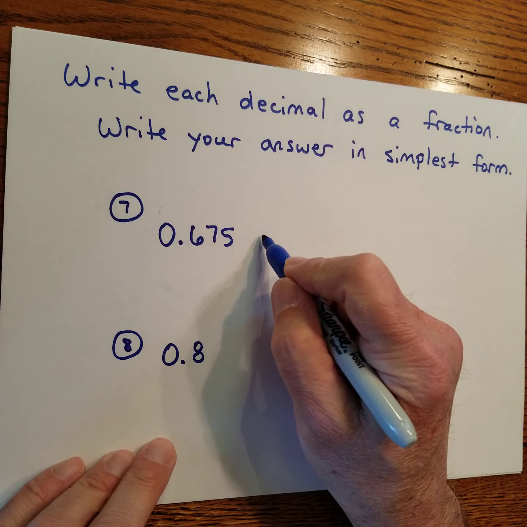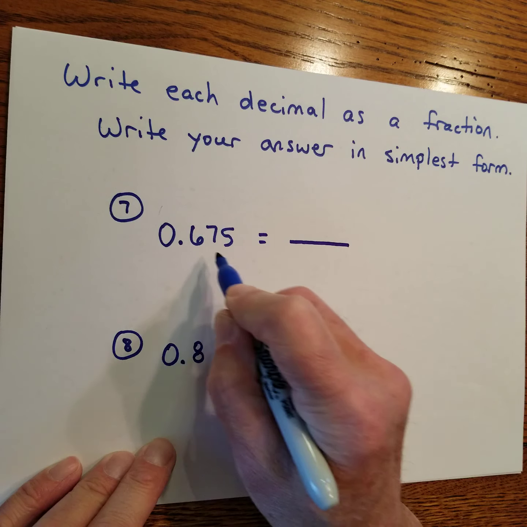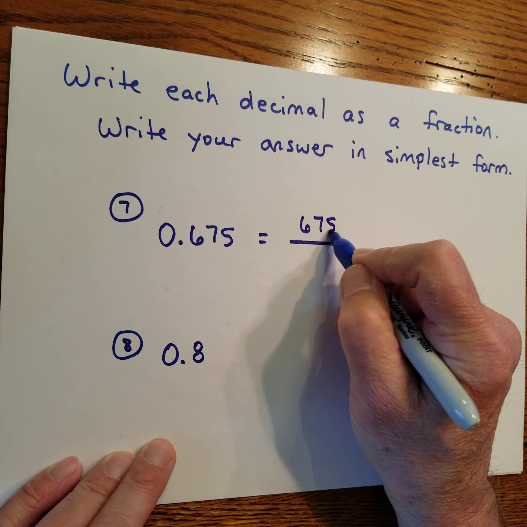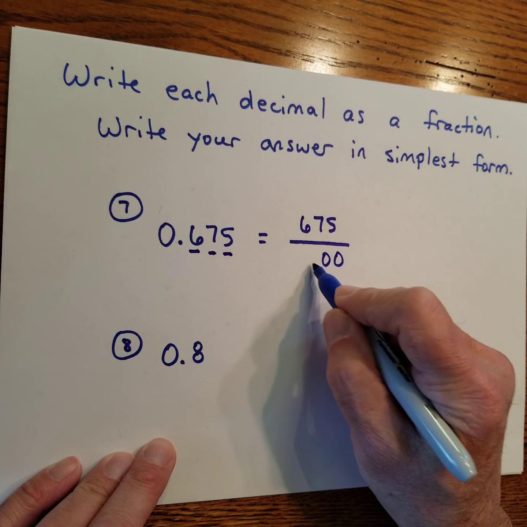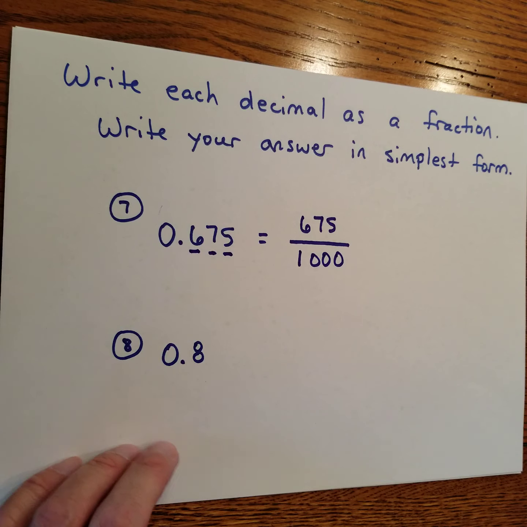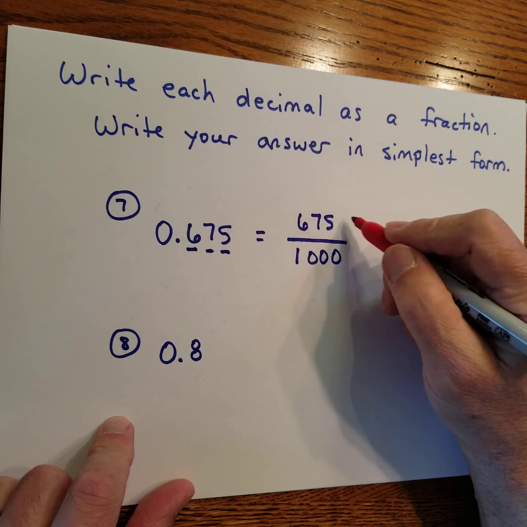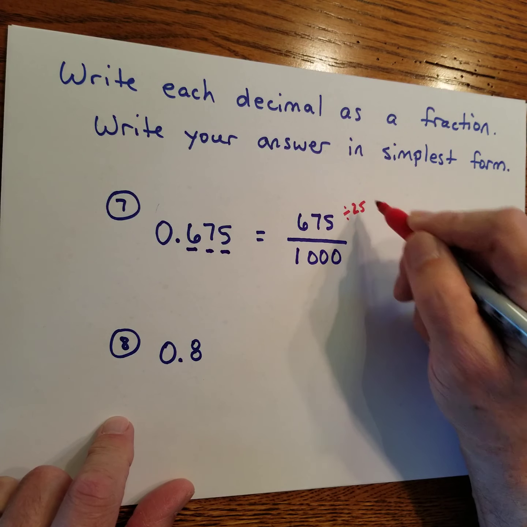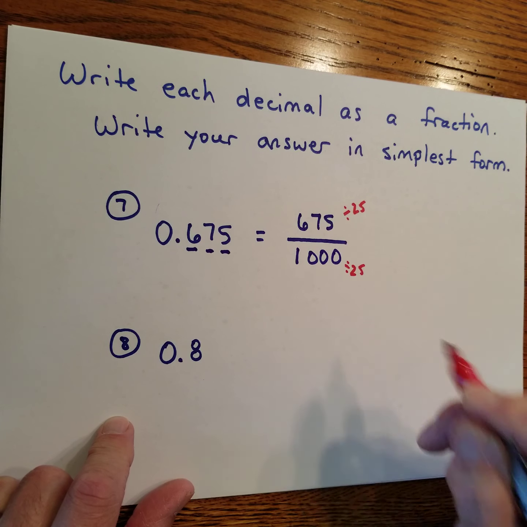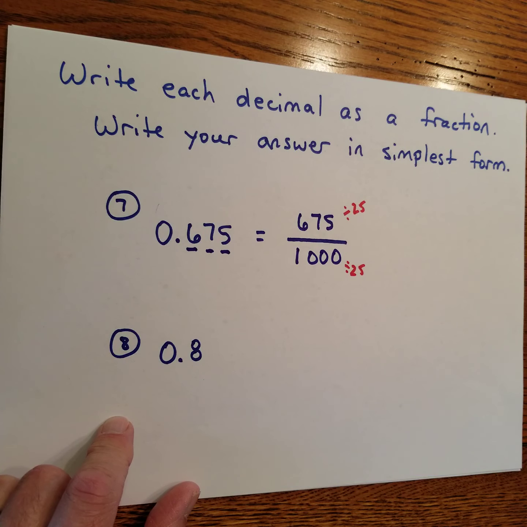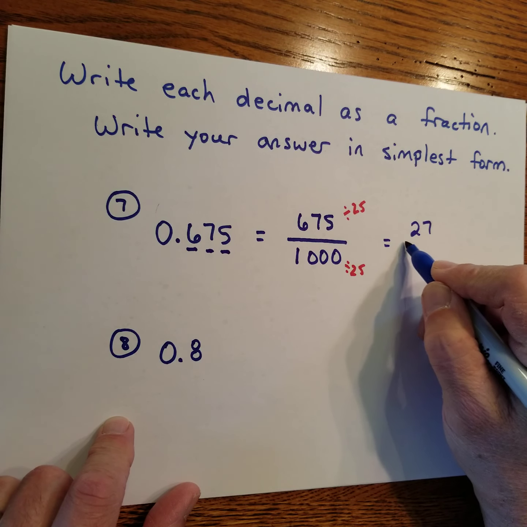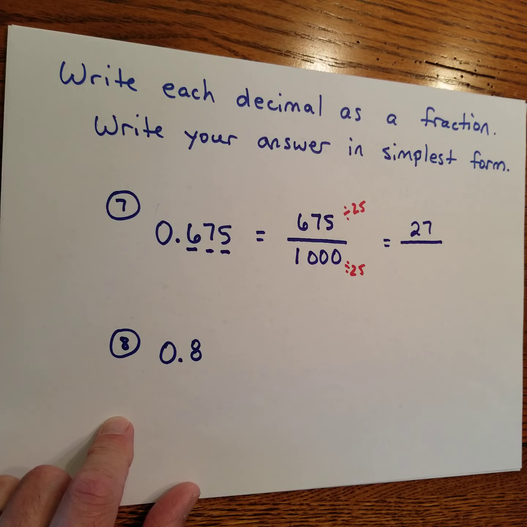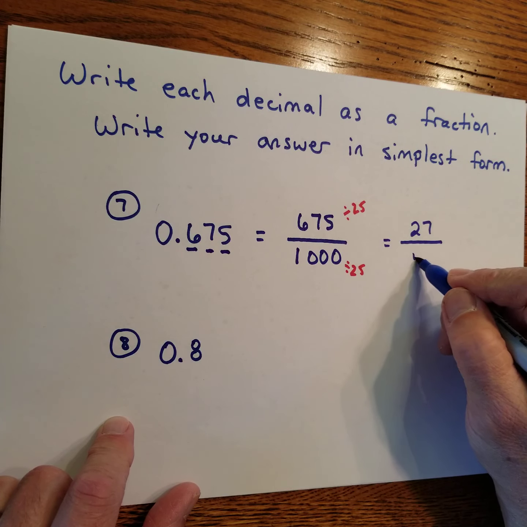To change a decimal into a fraction, I'll write 675 in the top, and then count the place values. 1, 2, 3. That's the number of zeros that goes in the bottom. Now my answer must be in simplest form, which means reduce. I know these are both divisible by 25. 675 divided by 25 is 27, while 1,000 divided by 25 is 40.